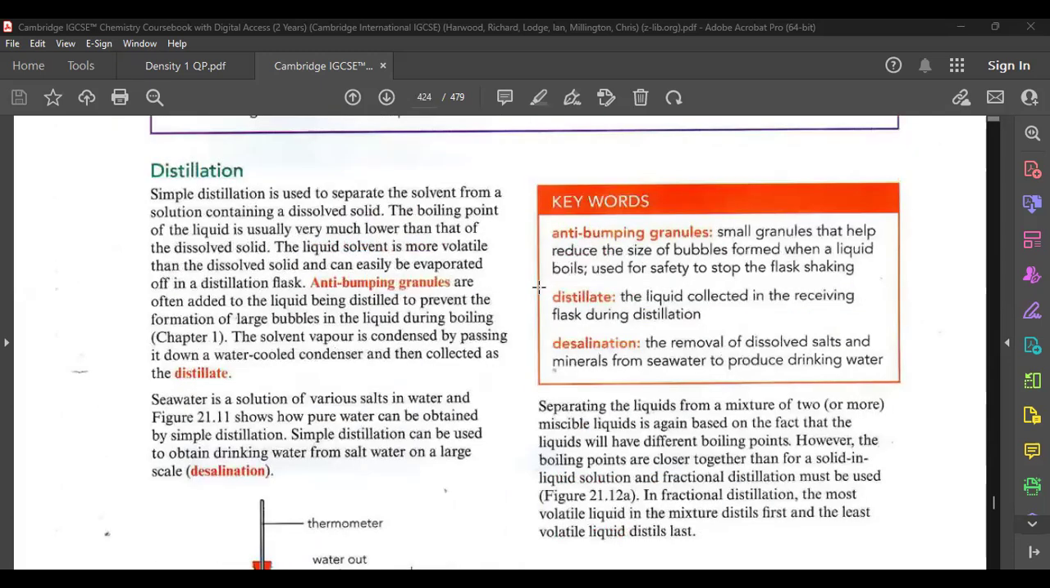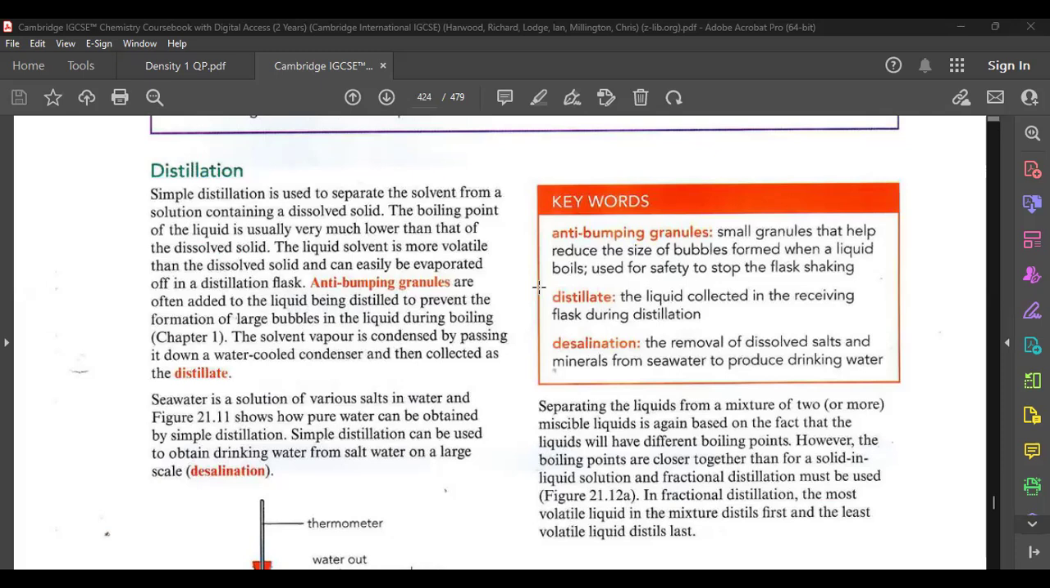This is a further advanced technique, which is called distillation, because there are two types of distillation. One is simple distillation, and the other is fractional distillation. Fractional distillation is a further advanced technique. What is simple distillation? Simple distillation is basically used to separate the solvent from any solution, meaning the situation where the solute is dissolved in the solution.